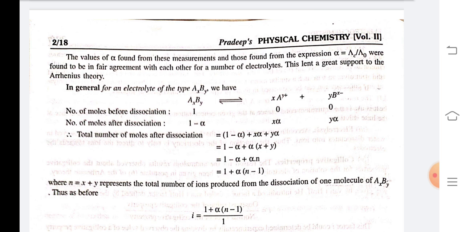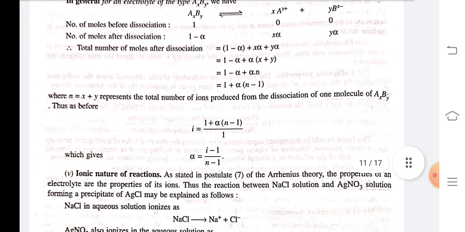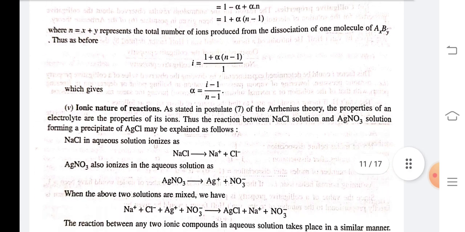In general, for an electrolyte of the type AxBy, we have AxBy in equilibrium with xA positive plus yB negative. Number of moles before dissociation: 1, 0, 0. Number of moles after dissociation: 1 minus alpha, x alpha, y alpha. Total number of moles after dissociation is 1 plus alpha into n minus 1, where n equals x plus y represents the total number of ions produced from the dissociation of one molecule of AxBy. Thus, as before, i equals 1 plus alpha (n minus 1) upon 1, which gives alpha equals i minus 1 upon n minus 1.